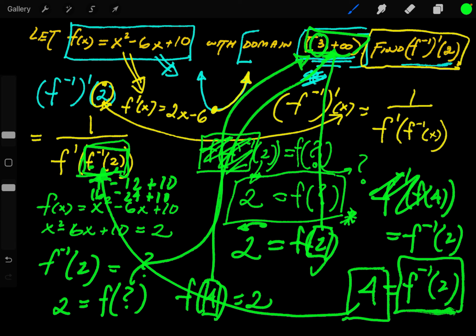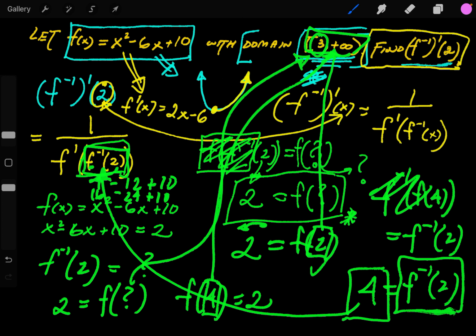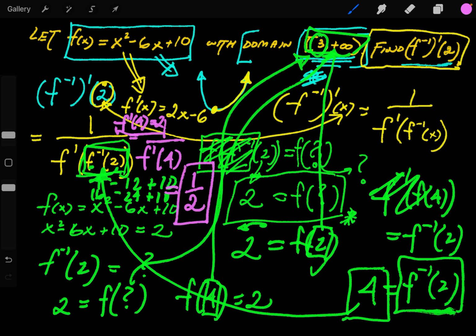Then I have f prime, so I could finish this by just saying this is equal to 1 over f prime of 4. And then f prime of 4, I'll take my time, is equal to 2 times 4 is 8, minus 6 is 2. So then I get 1 over 2, and that is my final answer, because I found f prime of 4 to be 2.